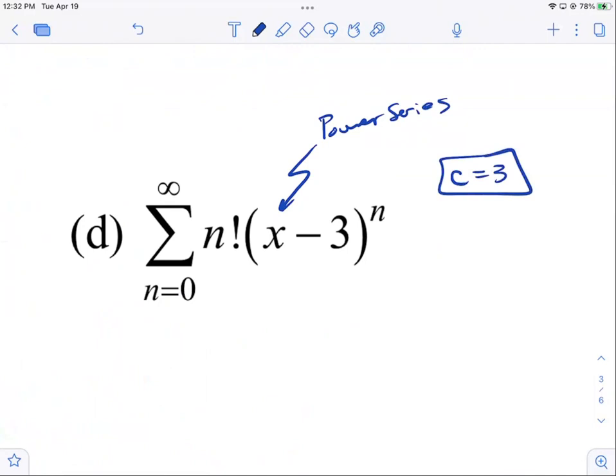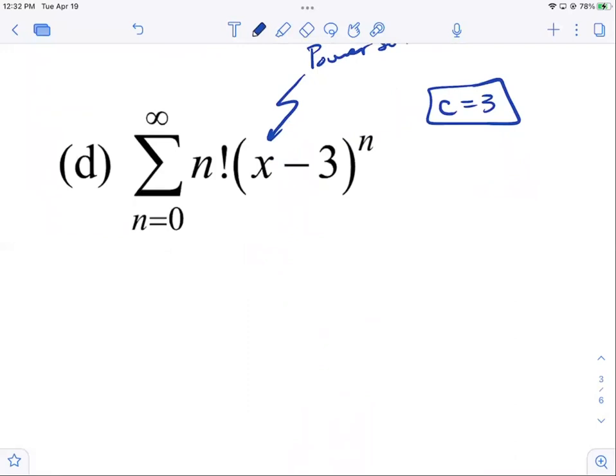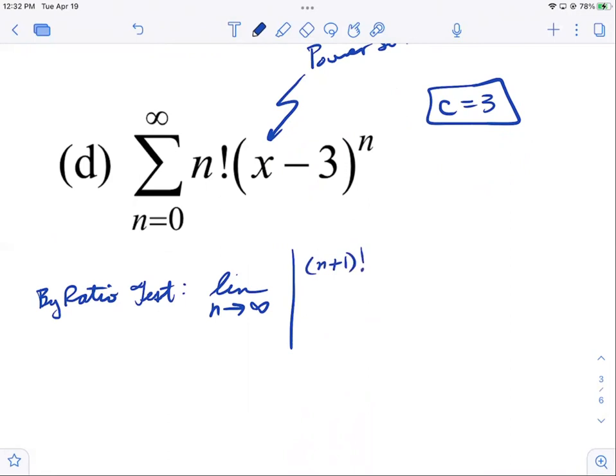We know that this series for sure converges at 3, right? For sure. But are there other values? Well, I don't know. Let's see. By the ratio test, we get the limit as n goes to infinity of the absolute value of, replacing n with n plus 1, (n plus 1) factorial times (x minus 3) to the n plus 1. Now, because our nth term or rule of sequence is not a quotient, I can just divide by the nth term. I don't need to do the flip.